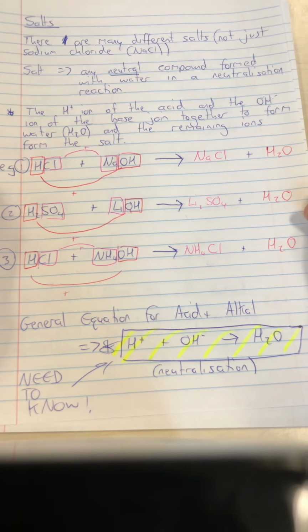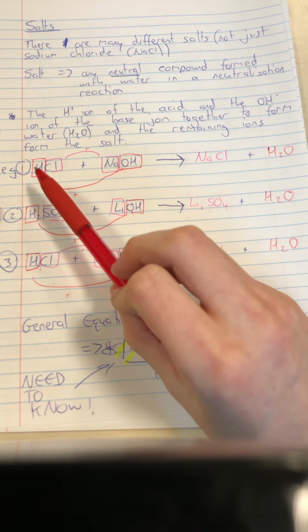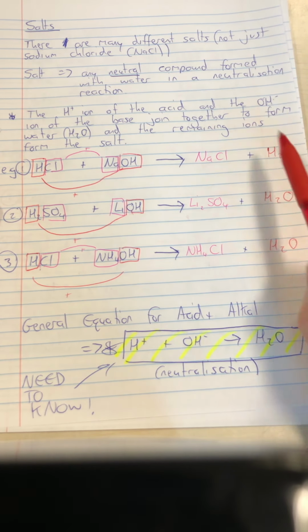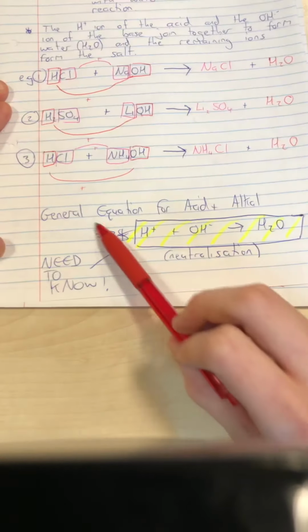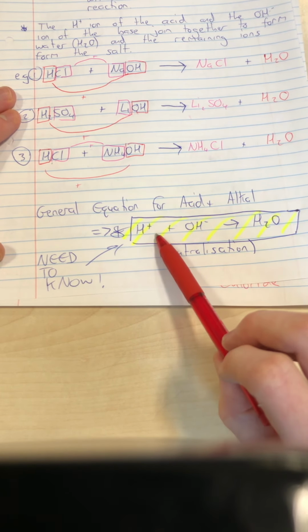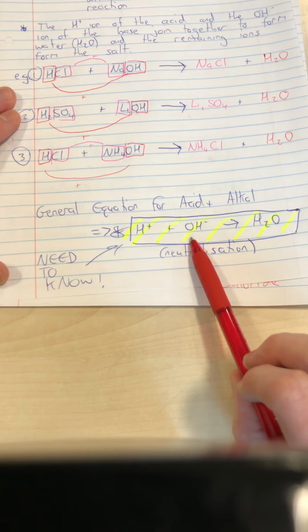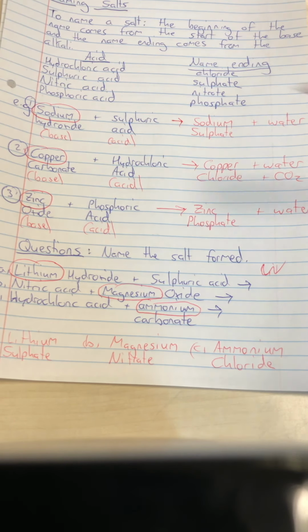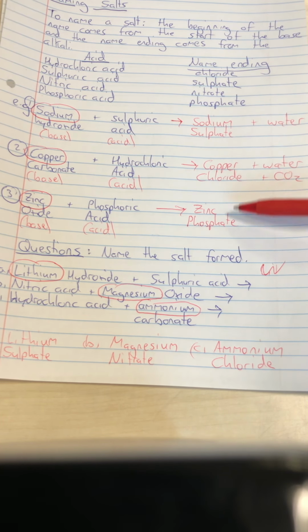You need to know why we're producing a salt, why we're producing water. So remember what we said here: the H plus ion and the OH minus ion react together to give us water, and then the two ions that are left react together to give us the salt. The general equation for an acid plus an alkali is H plus plus OH minus gives us H2O. So it's a hydrogen ion plus a hydroxide ion gives us water, and that's our neutralisation. You need to know that. And then the next part was all about naming salts. So take the first name of the base, change the acid, and that's how you get the salt, sodium sulfate. Make sure you know how to do that.